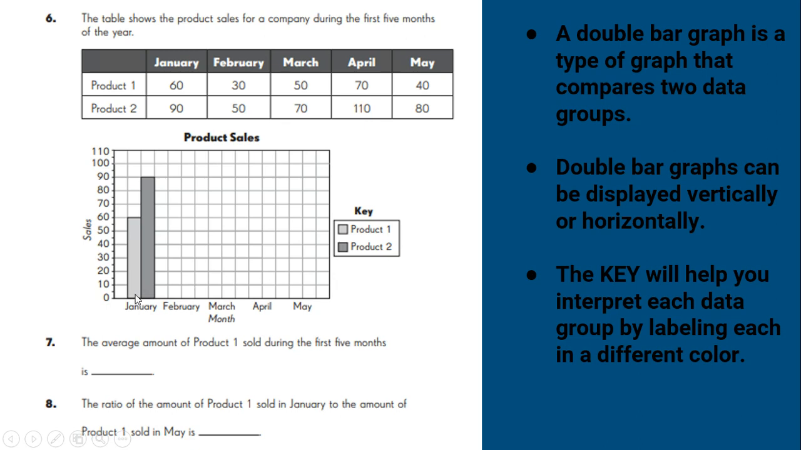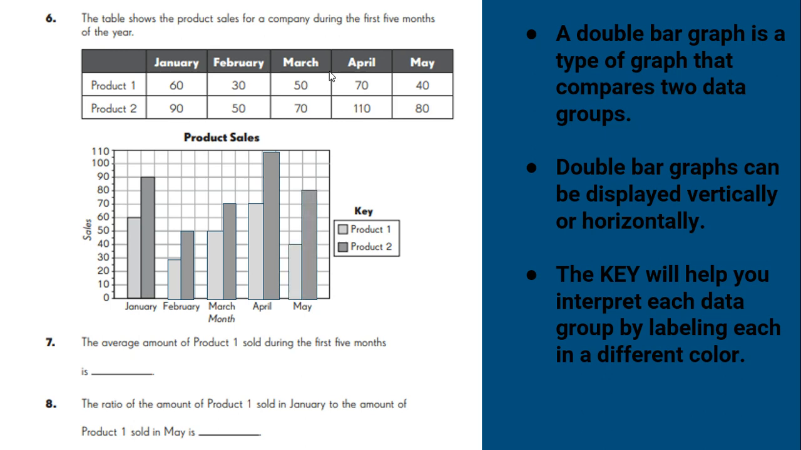So in January, there were 60 sales of product 1 compared to 90 of product 2. Let's look at February. 30 of product 1 and 50 of product 2. So we just draw the bar up to those lines. In March, there were 50 sales of product 1 and 70 sales of product 2. In April, there were 70 sales of product 1 and 110 of product 2. And lastly, in May, there were 40 sales of product 1 compared to 80 of product 2.